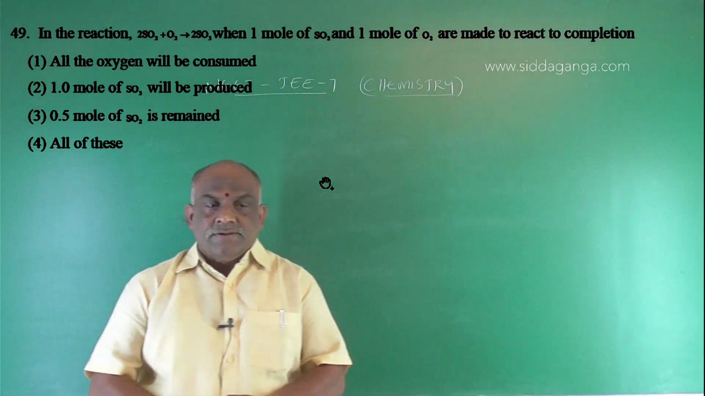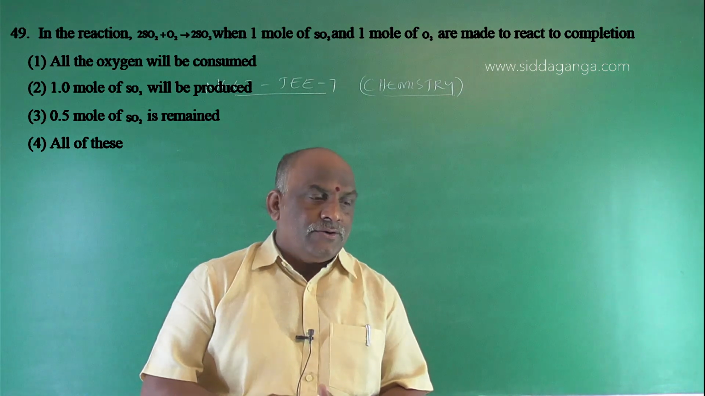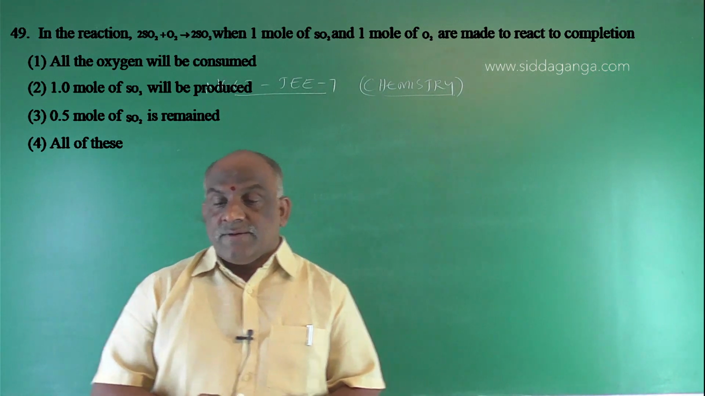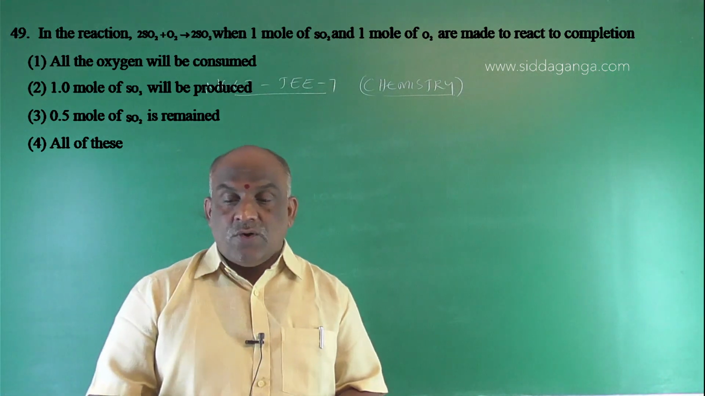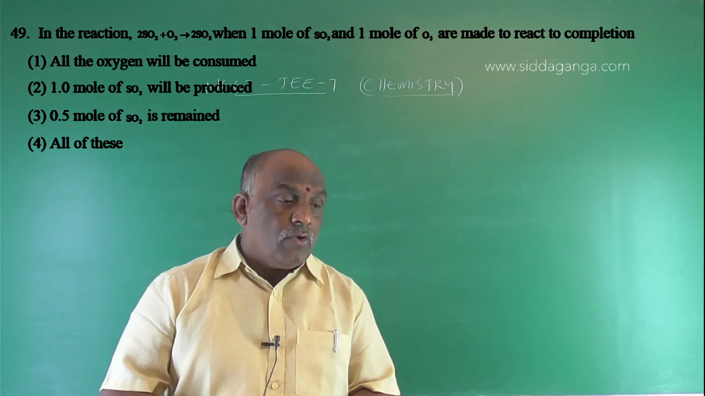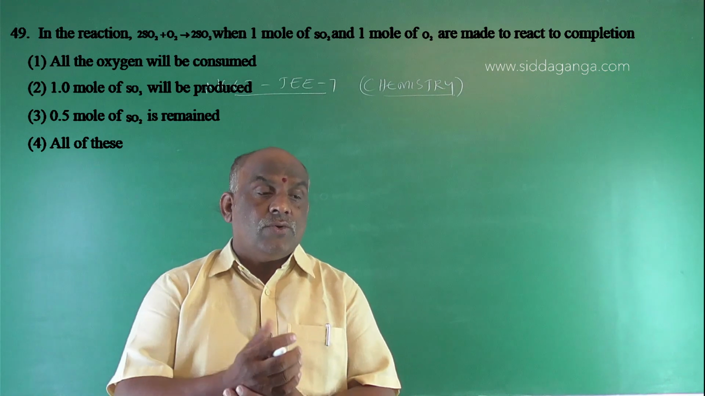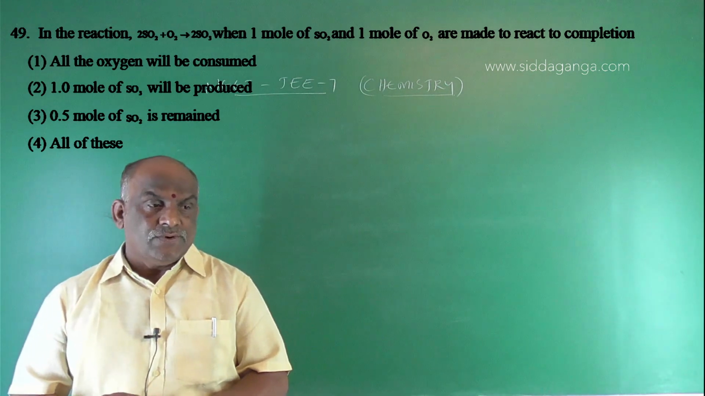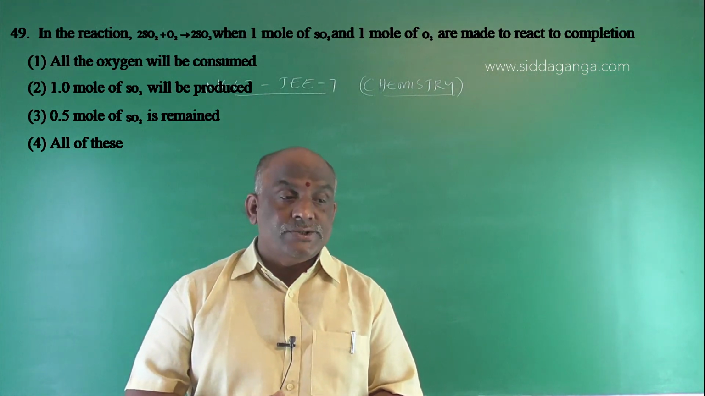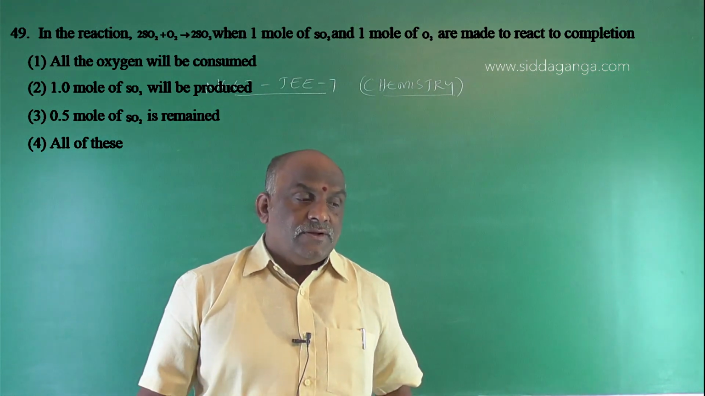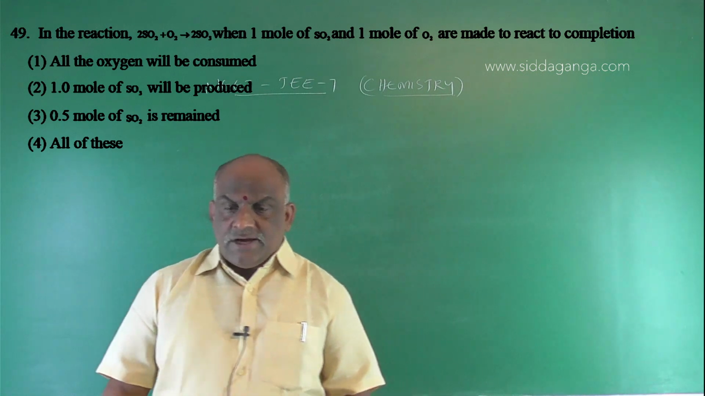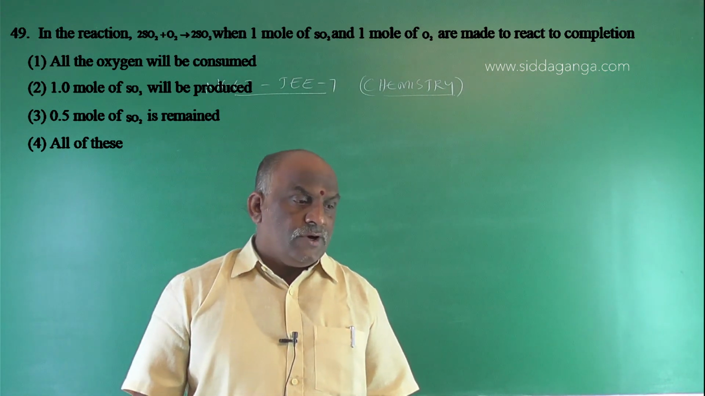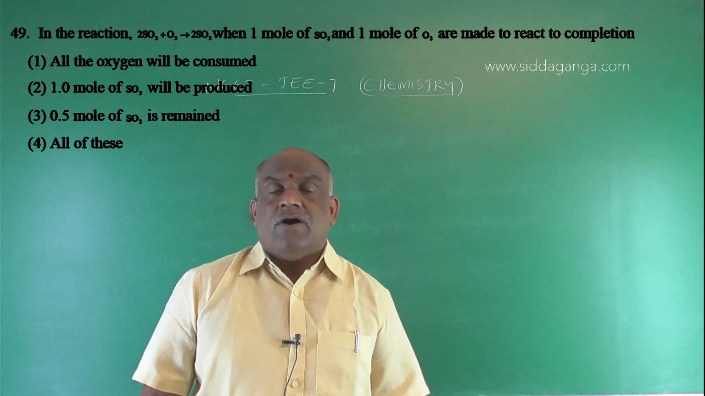Next question. In the reaction 2SO2 plus O2 gives 2SO3, when 1 mole of SO2 and 1 mole of O2 are made to react to completion. The options were given. Number 1: all the oxygen will be consumed, 1 mole of SO3 will be produced, 0.5 mole of SO2 remains.